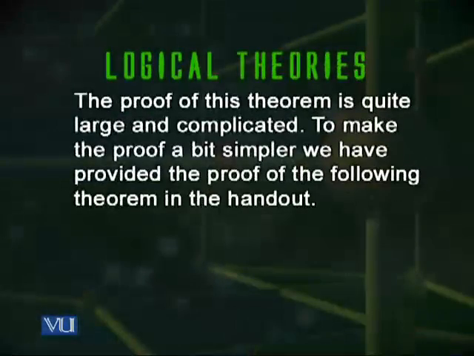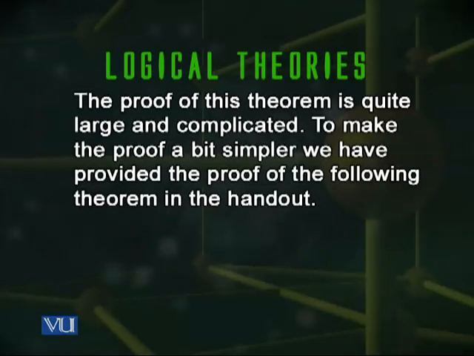So if we have a Turing machine M and we have input W, by looking at the Turing machine and the input, we can come up with a formula phi which will of course depend on M and W such that this formula is true if and only if M accepts W. So we can express the fact whether M accepts W in number theory. The proof of this theorem is quite large and complicated.